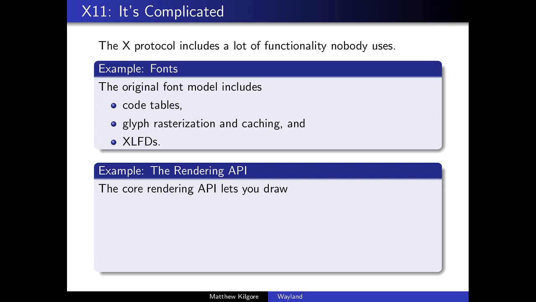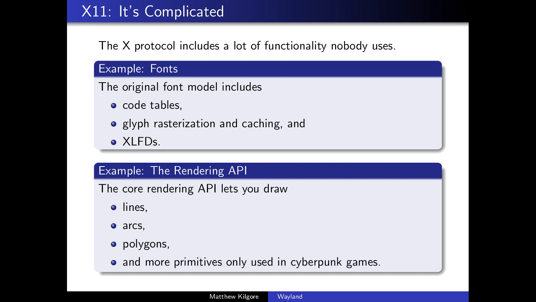Another example of that is the rendering API. There's an API built into X11 for rendering everything, and it has cool things built into it, like lines, arcs, polygons, and plenty of other graphics primitives that you will only see inside a cyberpunk game. And of course, there is yet more.